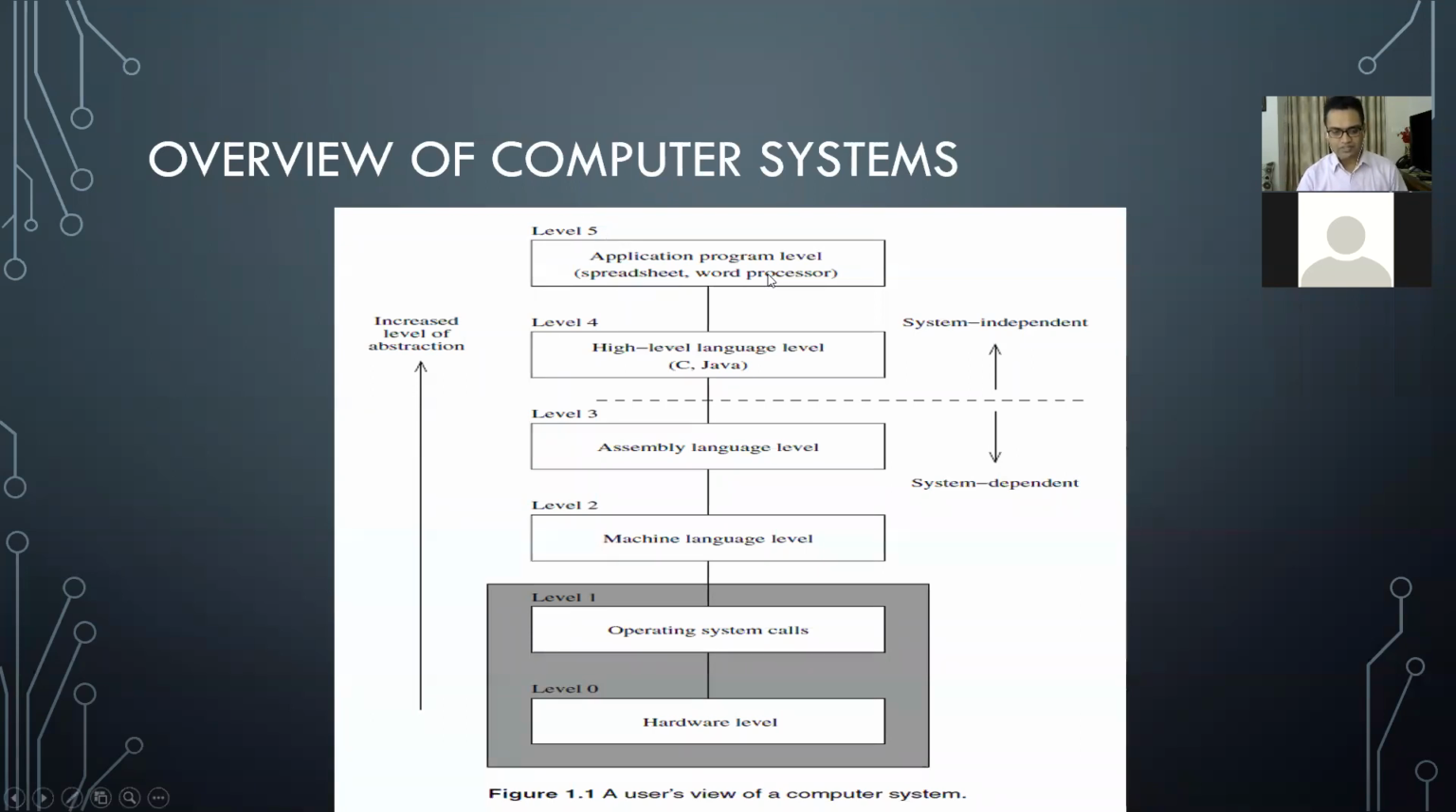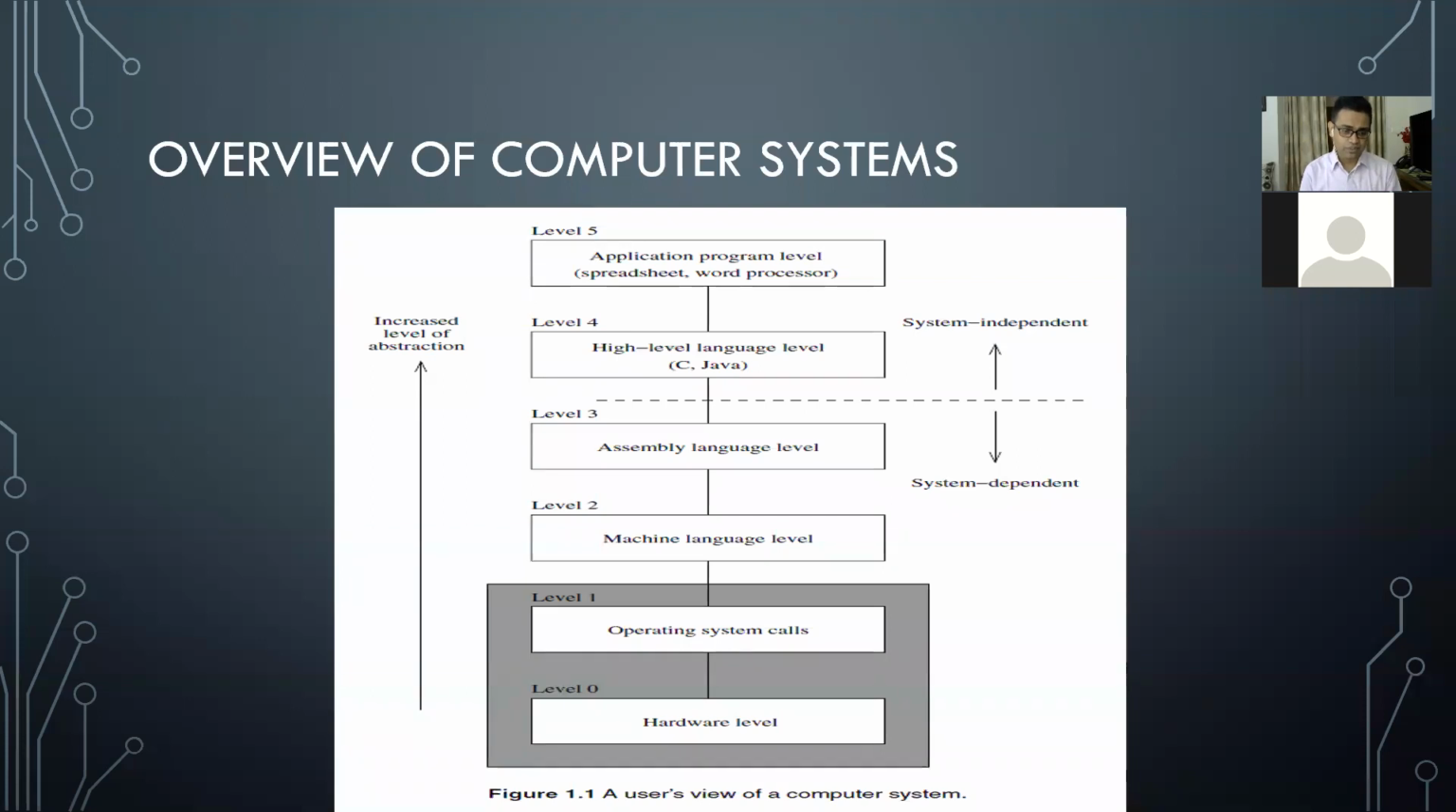A normal, non-technical user starts from level 5, because in level 5 the user actually interacts with the computer. It's a word processor, normal software. In level 5 the user has very limited access to the system level. For example, with Microsoft Word, we just write, edit, add something, but we don't have any control over the system. We have very limited control.